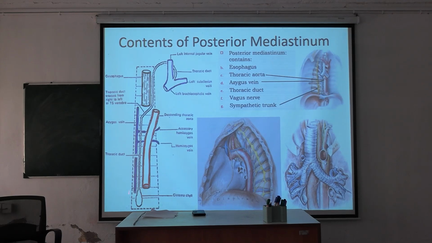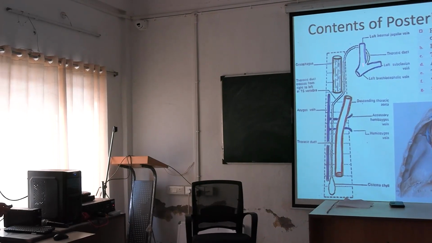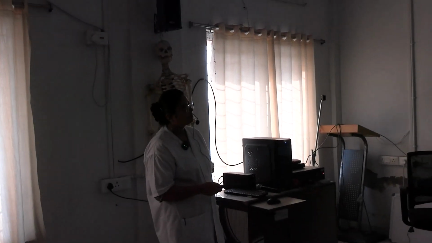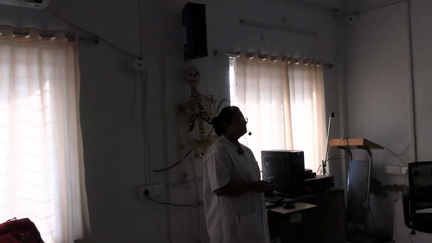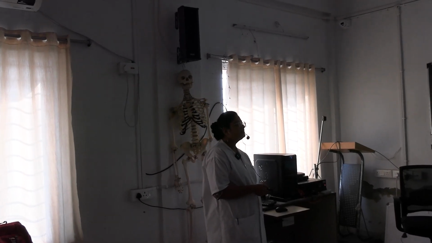Okay, understood? This is thoracic duct. This is starting below from the cisterna chyli, ascending upward and draining at the left brachiocephalic vein. Okay, two veins, left internal jugular and left subclavian, are joining to form the left brachiocephalic vein. Okay, understood? And this is sympathetic chain, splanchnic nerves.